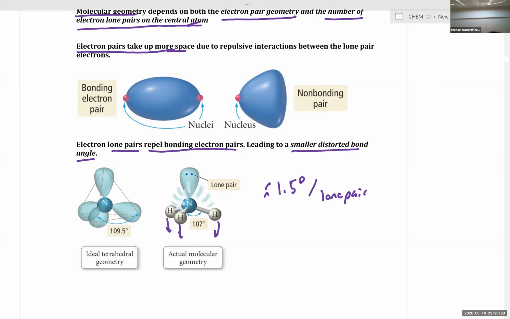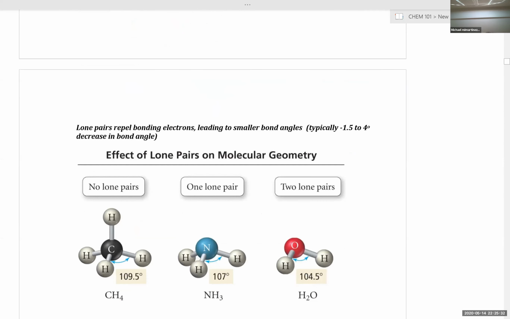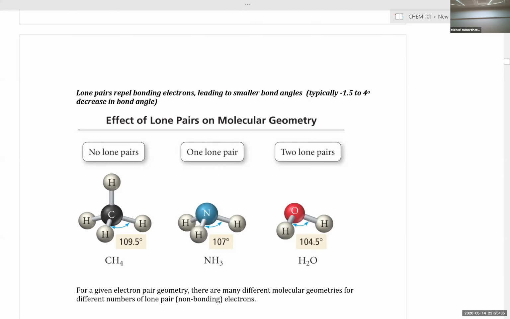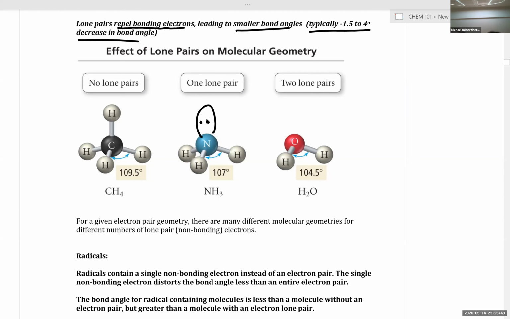Okay, so what we're now going to look at is the trend in number of lone pairs and your bond angle. Lone pairs repel bonding electrons, leading to smaller bond angles. It's about a 1.5 to 4 degree decrease. For example, ammonia has one lone pair, so it's 107.5 degrees. Water has two lone pairs, so it's about 105.5 degrees. These are all approximate. As long as you're showing clearly that as we increase the number of lone pairs, your bond angle decreases, that's what I'm looking for.